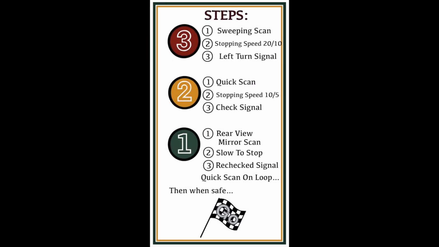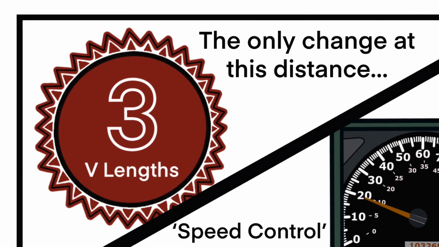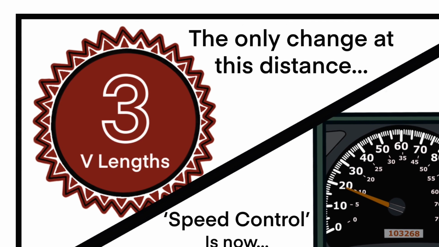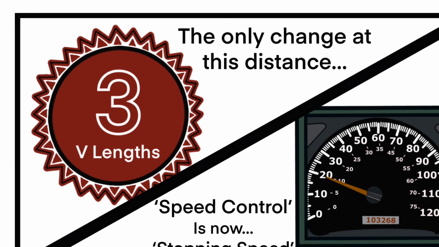So I feel like we've gone through the 3-2-1 plan enough times now that it should be making sense. And I worry that to continue going through it would just bore the heck out of you. So I'm just going to give you a rundown on what will change when you're making a left turn where you have to stop at a stop sign first. Starting at the 3 vehicle length distance, the only change is to step 2, speed control, where because I'm going to need to come to a stop, I will need to follow the rule of stopping speed.